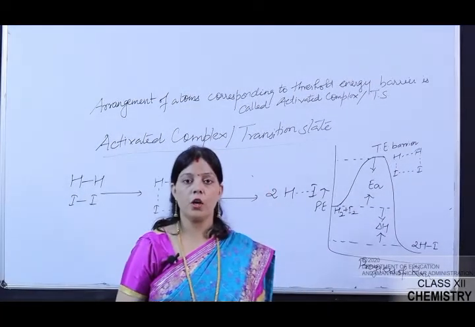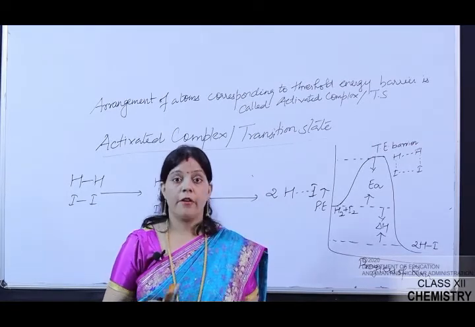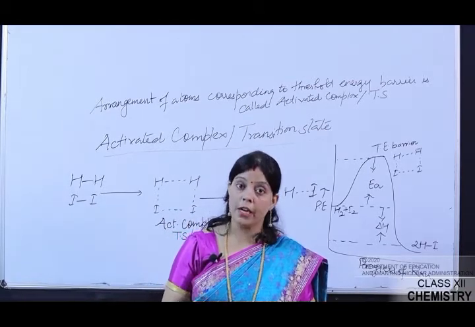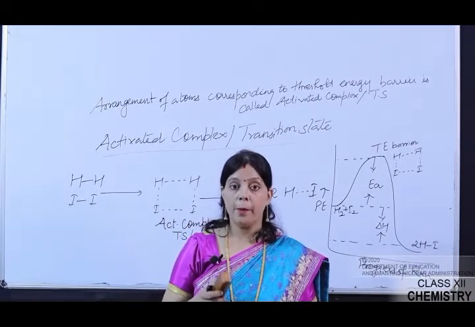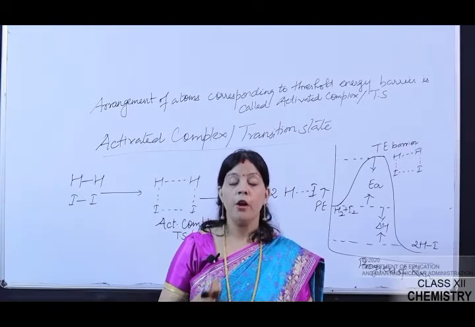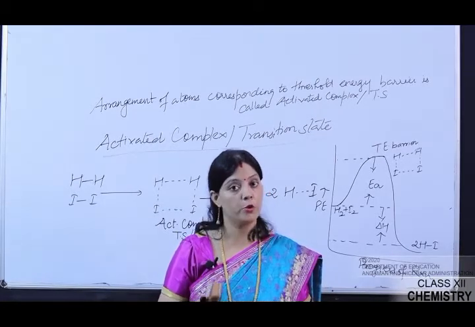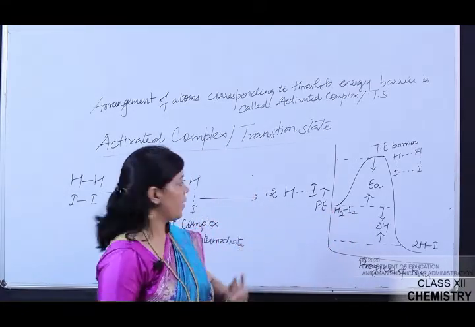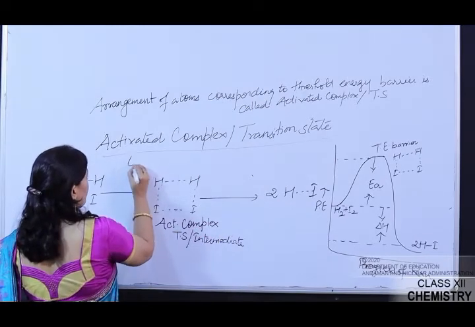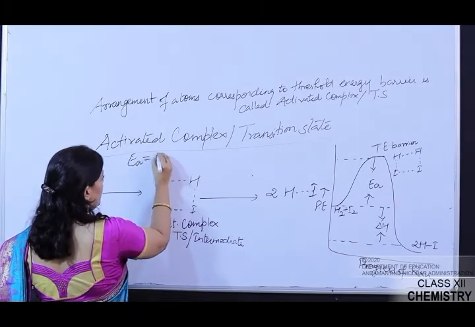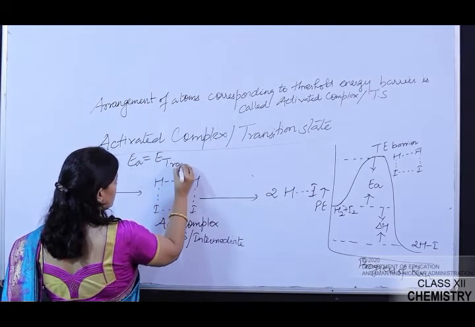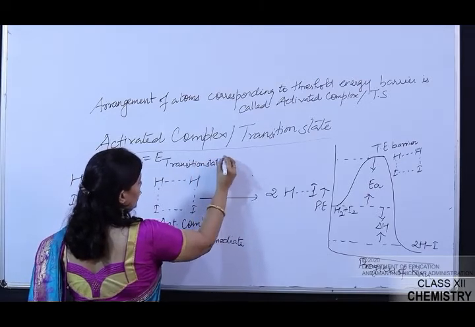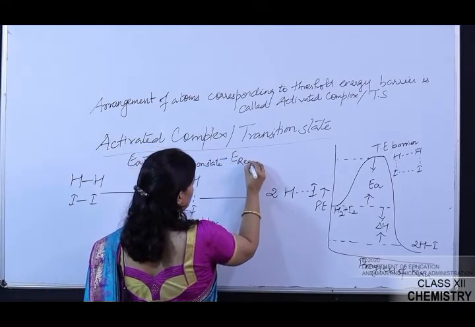So hope you understand the concept of the activated complex, transition state, activation energy, threshold energy barrier, what is the effective collision, and how temperature increases the rate of the reaction with the help of the Maxwell-Boltzmann distribution curve. With the help of this curve we can also calculate the value of activation energy, that is, the activation energy is equal to the energy of the transition state minus the energy of reactant.